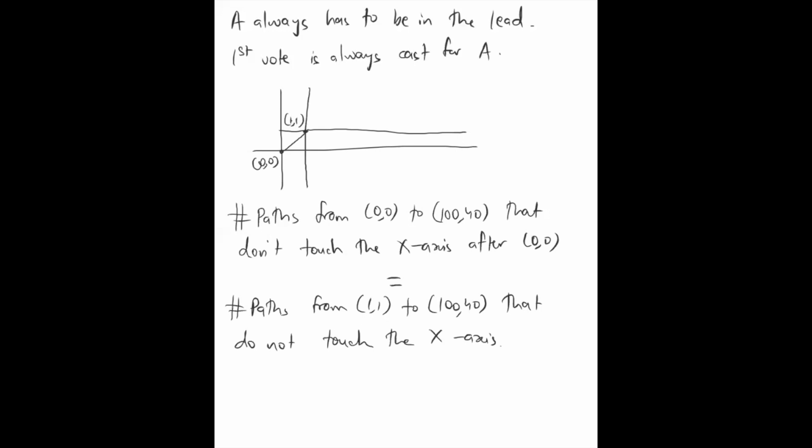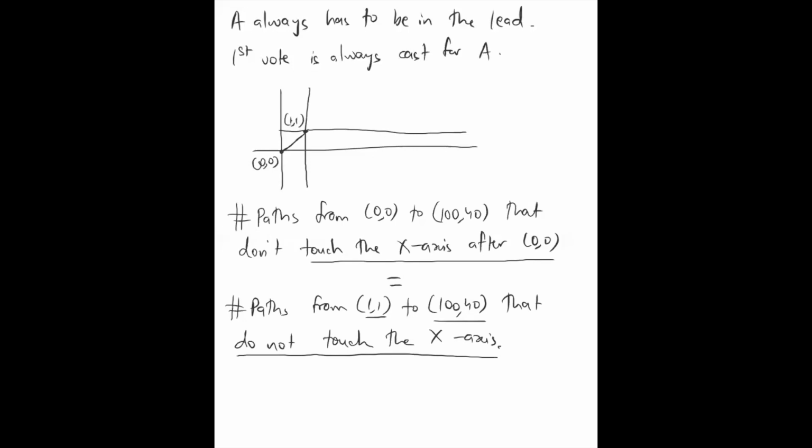And the reason is that we just saw the first move always takes us to 1, 1, and we are saying here that the paths are not allowed to touch the x-axis after 0, 0. So that means we are counting the number of paths from 1, 1 to 100, 40 that do not touch the x-axis at all. Okay. And now we can safely use a reflection principle. Because now reflecting across the x-axis would give us something on the other side of the x-axis, and now we can freely count the paths.